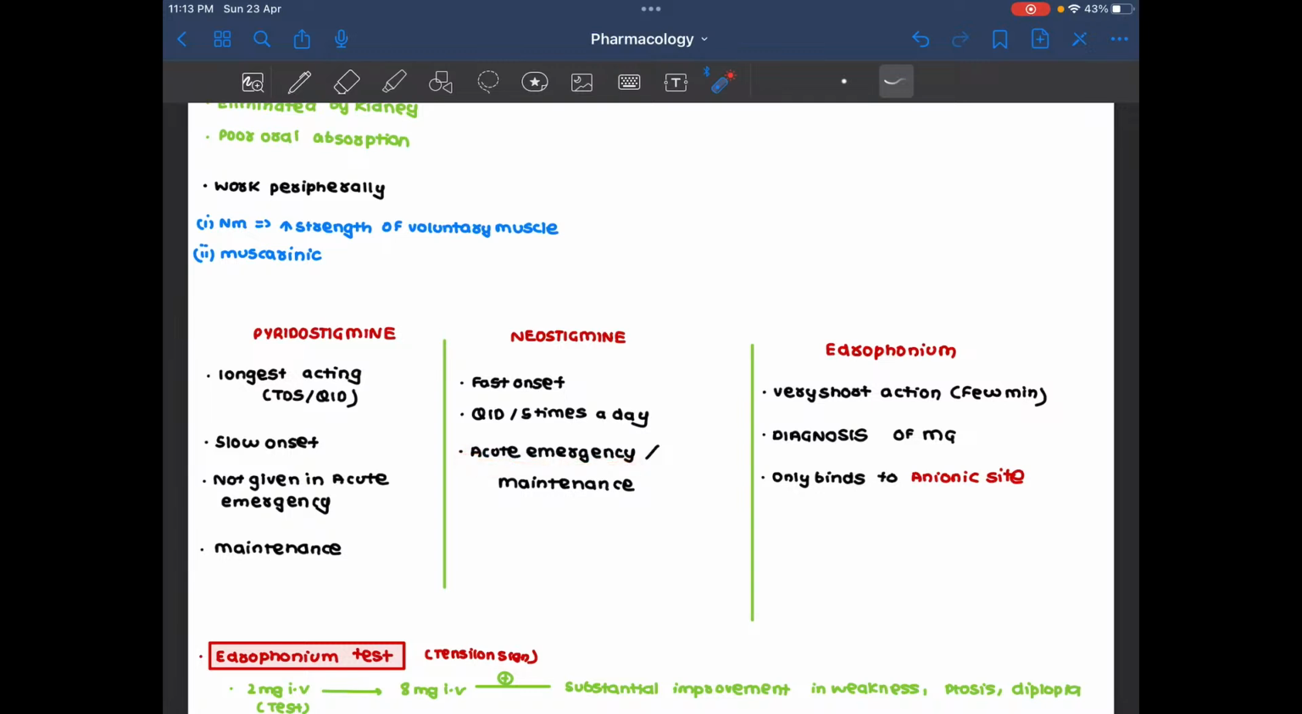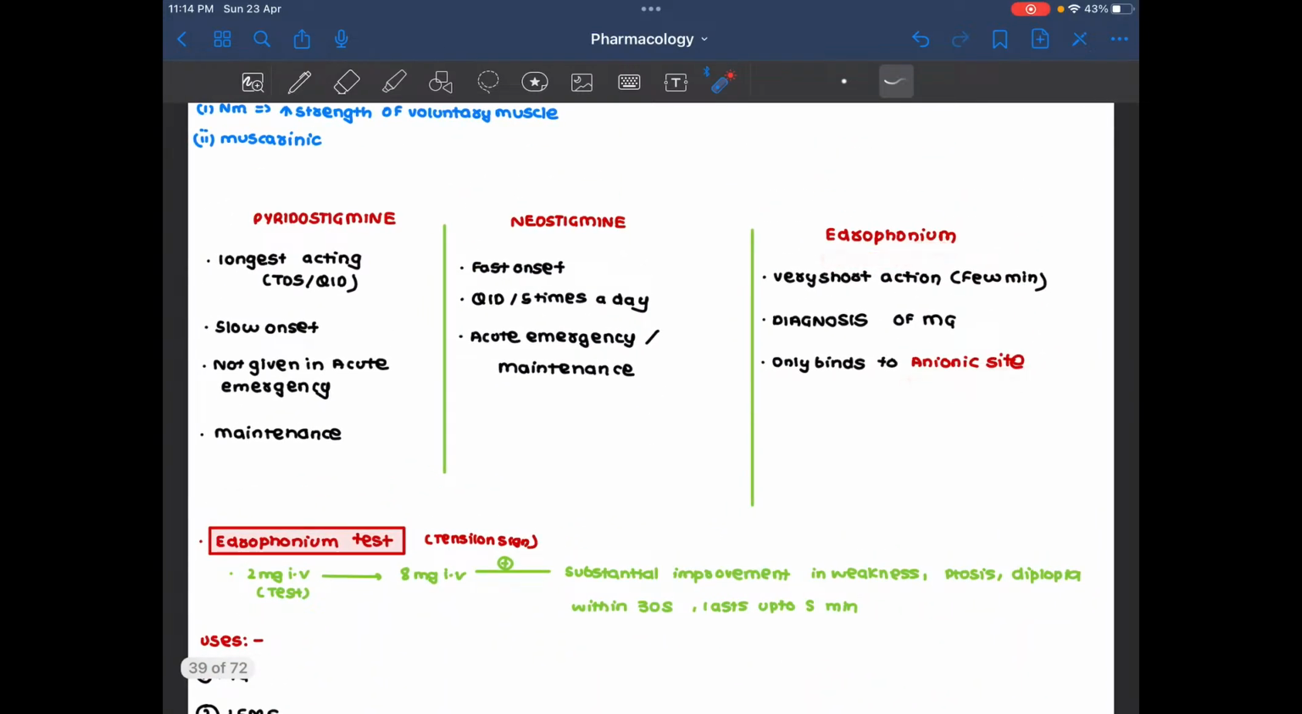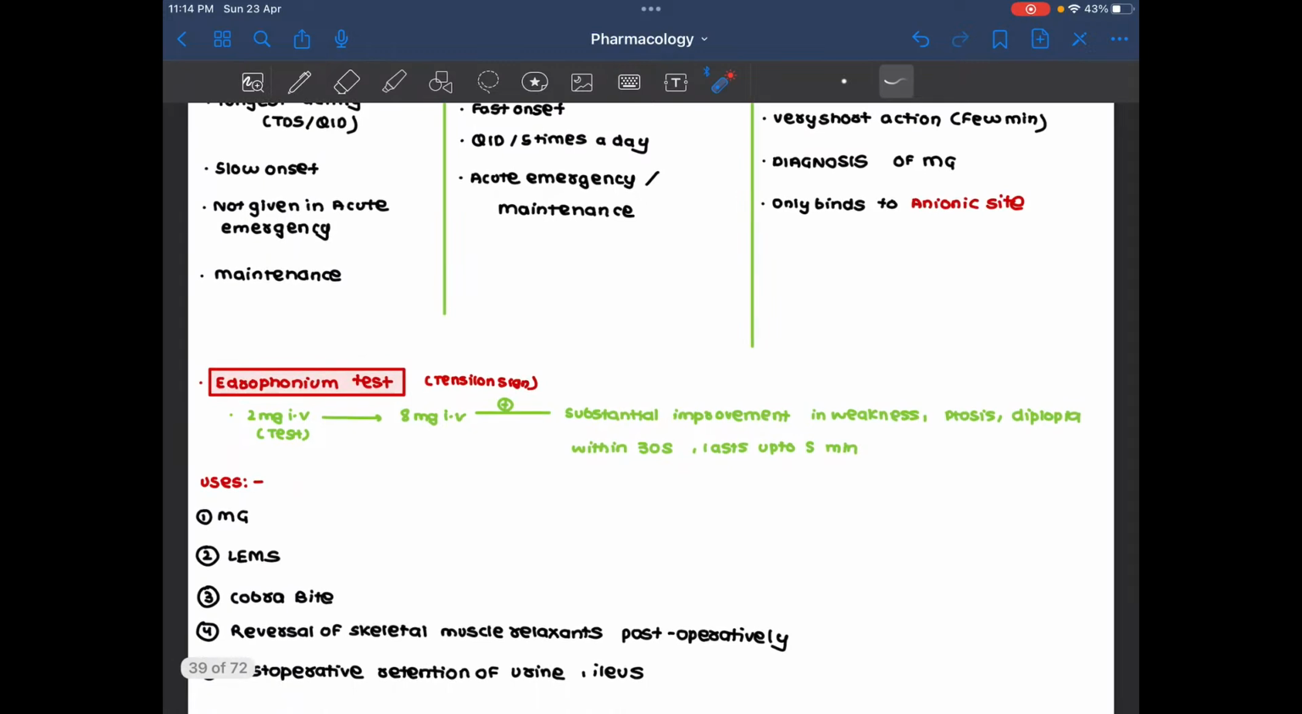And what about edrophonium, you might be thinking? Because it's a very short action, it's only a few minutes, it's only used in case of diagnosis of myasthenia gravis. Okay, and what is the diagnosis? And you know guys, edrophonium is only going to bind to the anionic site. Okay, don't forget that is your tacrine, donepezil, and your edrophonium is only going to bind to the anionic site. It's a non-carbamate drug. Okay, so what is this edrophonium test that I'm going to use for myasthenia gravis? It's also known as the Tensilon test. क्या है?